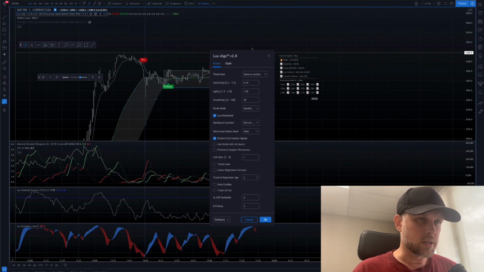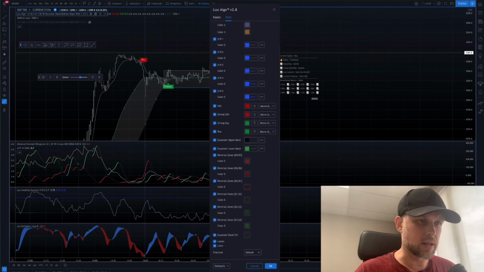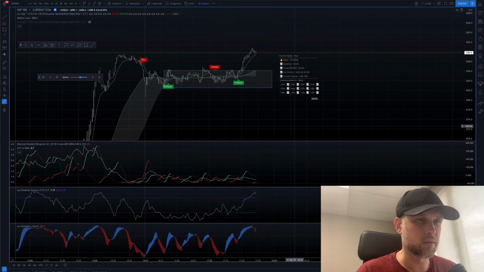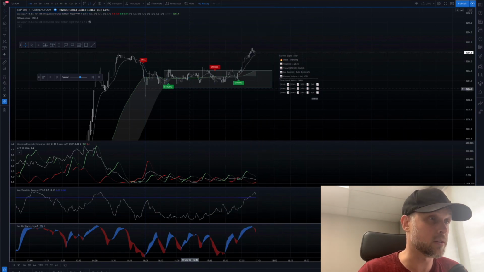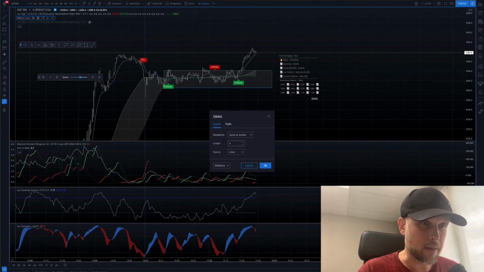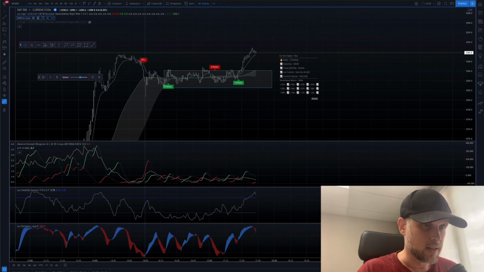So these are the settings that I use. This is the style that I have, and what I do is that I actually color the lower band of the equalizer. That is the leading edge that I want to use as an entry point. Then I've got the smooth moving average here, and this is set to 6. And then I've got the volatility tool.